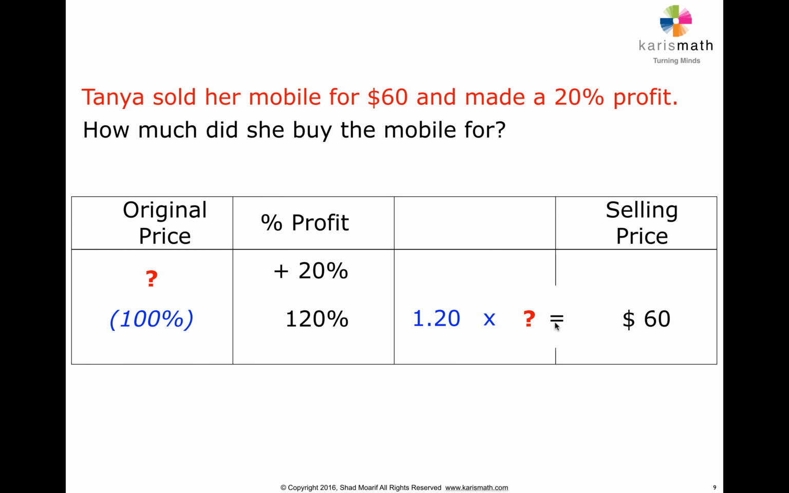That should be equal to the $60 selling price. So these two are equal. Once we know that, we can easily find out what this unknown is by dividing $60 by 1.20. And the answer would come to $50. That means the original price must have been $50. And you can check if you want to find out whether 20% of $50, if you add it on, will it give you $60? Yes, it will, which means this is absolutely correct. So always check. Now, these kind of problems are very common. You get them all the time.